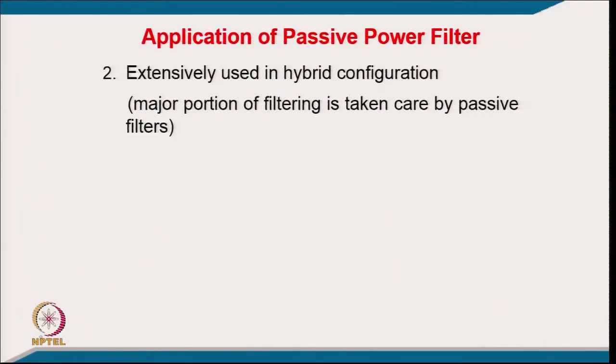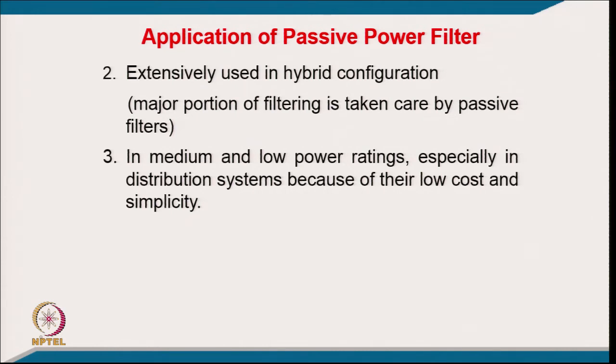Well, they are extensively used in hybrid configurations, where a major portion of the filtering is taken by passive filters. Hybrid may be, for example, a small active series filter with a passive shunt filter. When we talk about hybrid filters, we will discuss this topology and the reason why technology has moved in that direction. We will talk about that also.